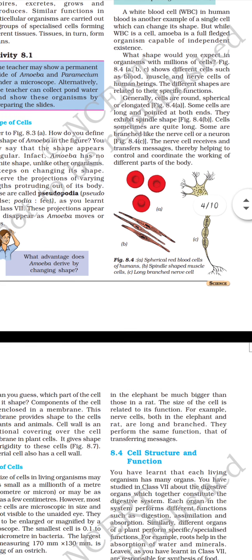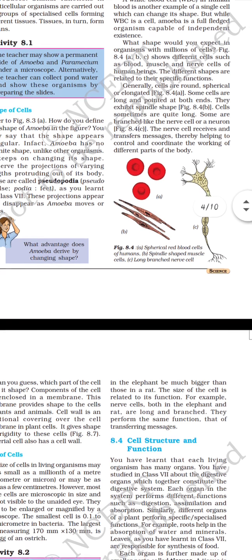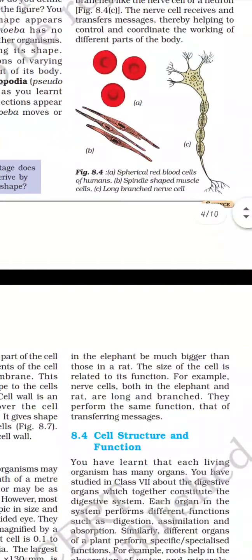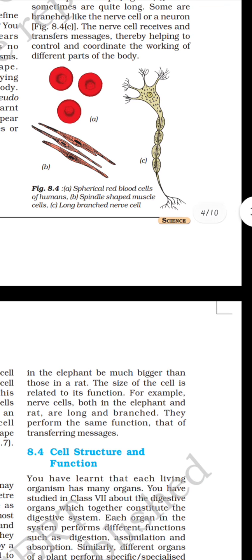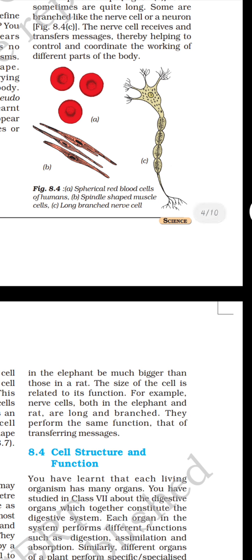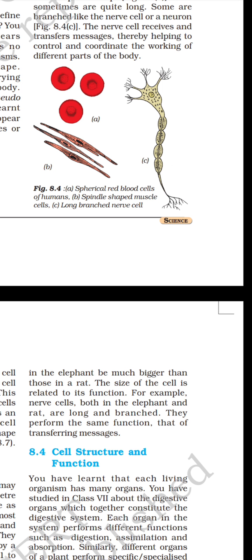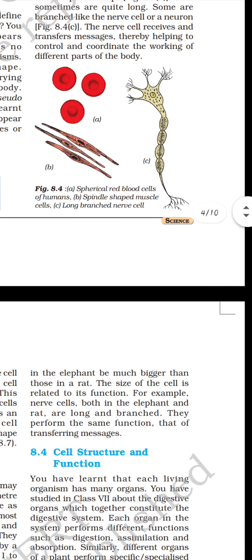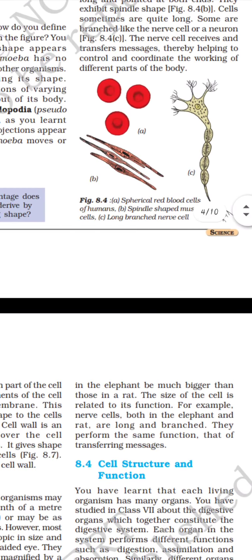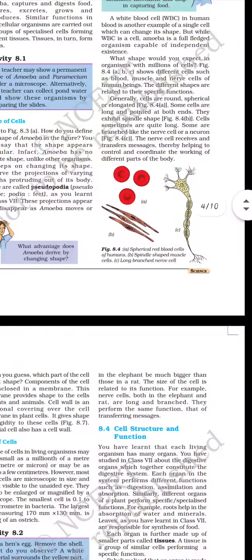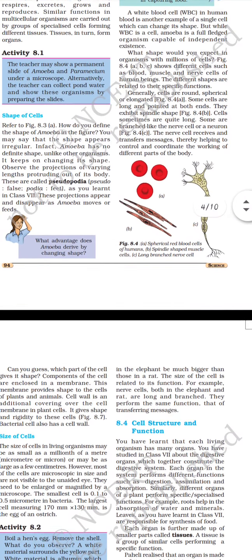But if we talk about the nerve cells or the blood cells, you can see here in the figure, where figure A shows you the spherical structure, which are the red blood cells present inside the human body. And after that you can see the spindle shape. These are the shapes which are present in the muscles. And the third one is a long branched cell. And these are the nerve cells present inside the body. So, we can say that the cells present inside the human body are of different structure, shape and size.